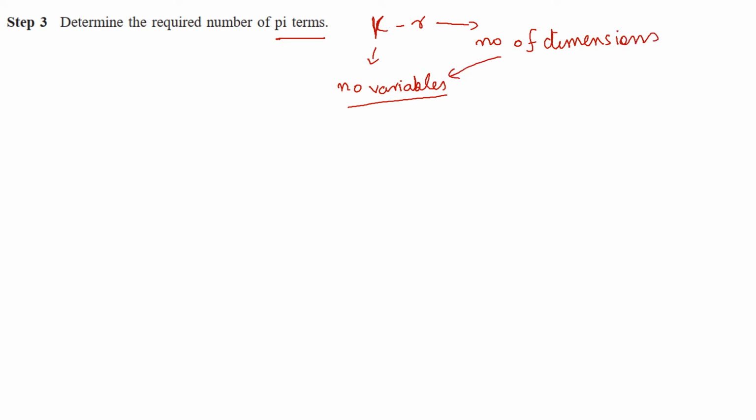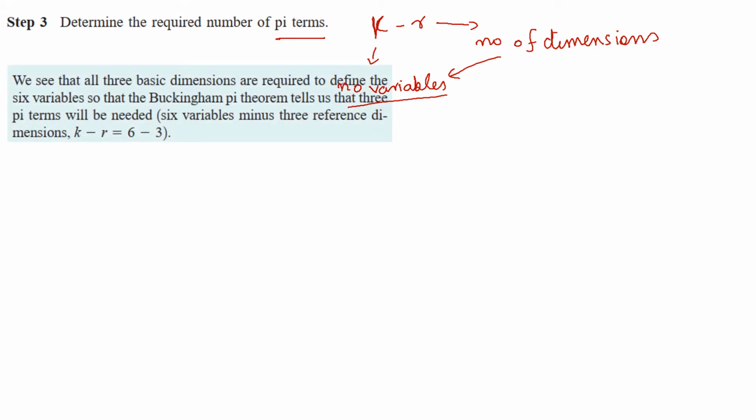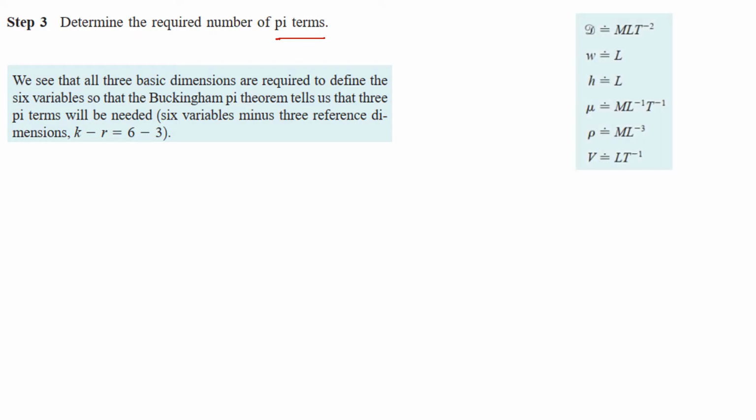As you already know, our number of variables is 6. We have 6 variables as we previously defined in the previous slide, and these 6 variables are my drag force, which is the dependent variable, the width of the plate, the height of the plate, and then the viscosity, the density and velocity of the fluid. So here k is equal to 6. I have to count both the dependent and independent variables.